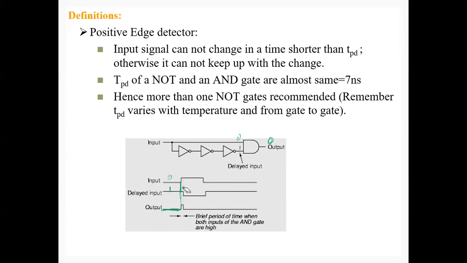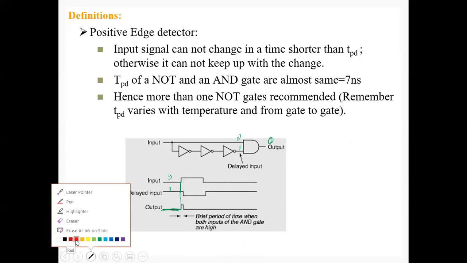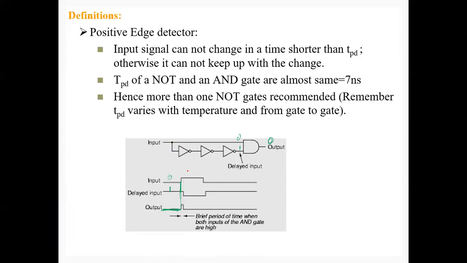Now, let me change the color here. Right here, from here to here, what is your input? The delayed input is 1. From here to here, what is your delayed input? 1. Do you see that? So during this section, you have 1 and 1 here. Then what is the output?